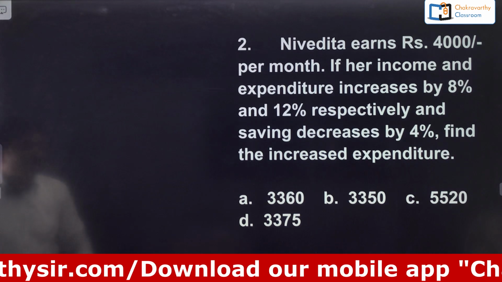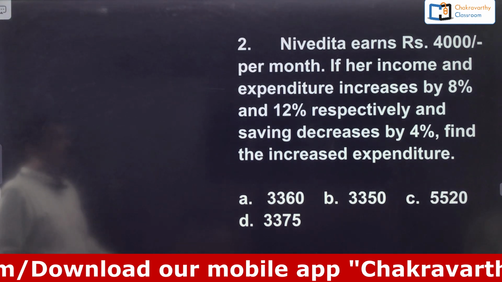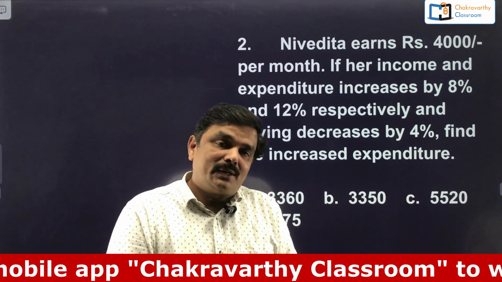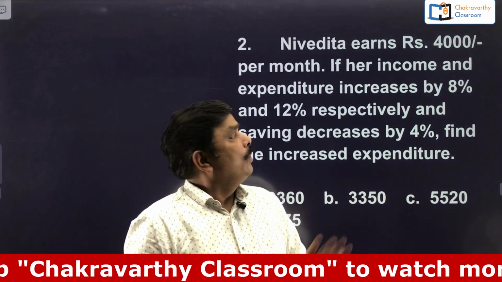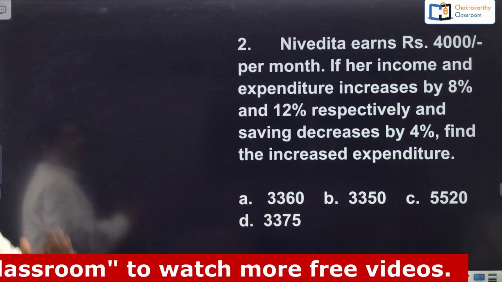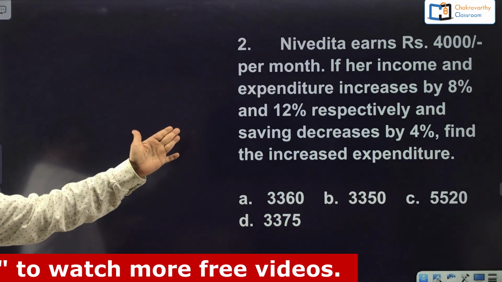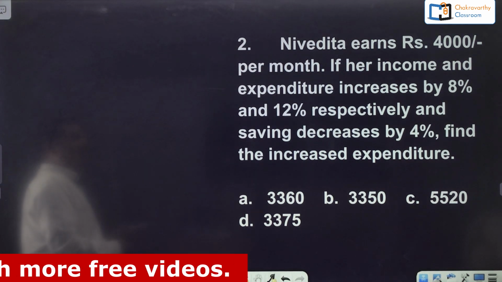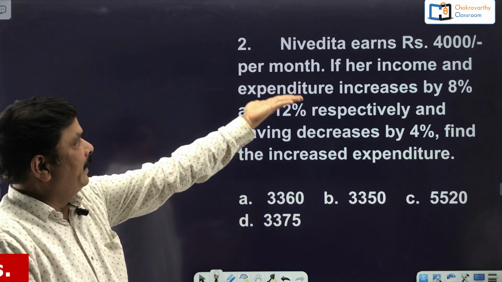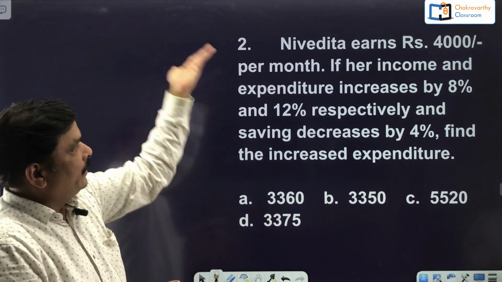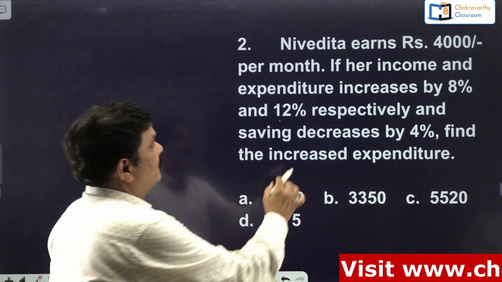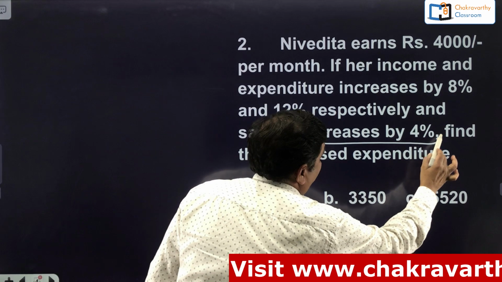This question must be done by you. What you need to do is simply pause the video here and try to do it by yourself. After that, you can resume and verify. What they have given: Nivedita earns 4,000 rupees per month. Simple information. Her income and expenditure increase by 8 and 12% respectively. Income is increased by 8%, expenditure also increased by 12%. In both cases, increment. But savings decreases by 4%.